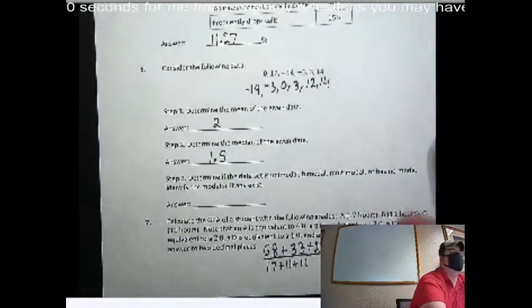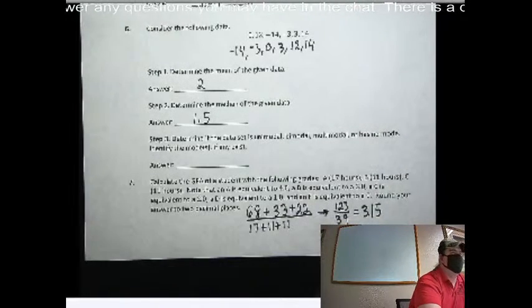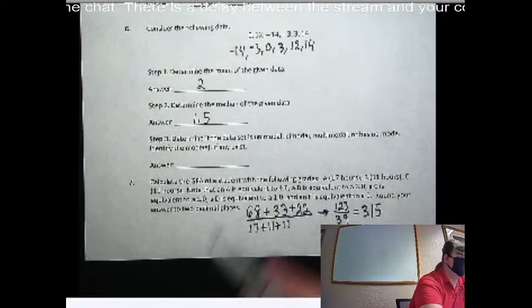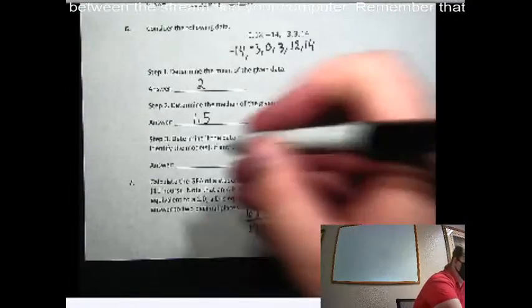Okay. And now the mode, if there is a mode. So remember that the mode is the number that occurs the most. It has to occur more than the others. It has to occur more than once. Well, all of these occur exactly once, so there is no mode.